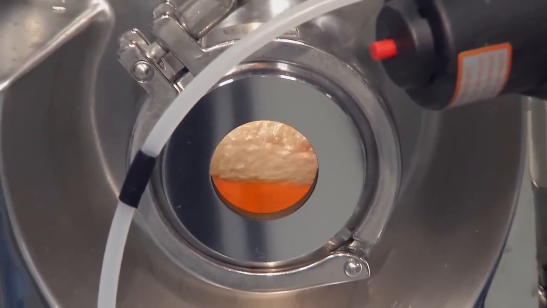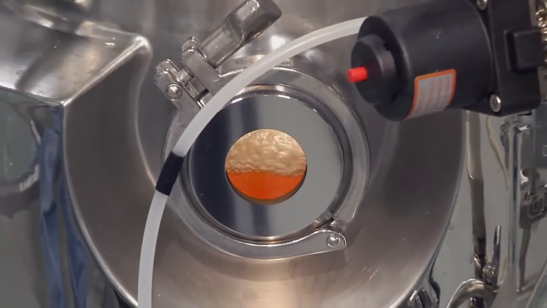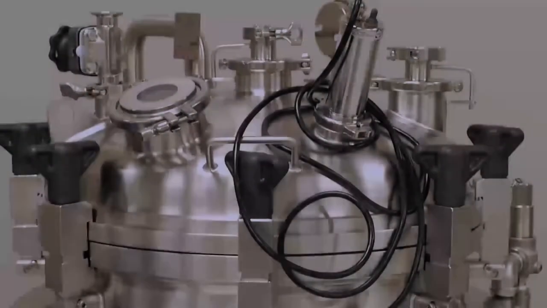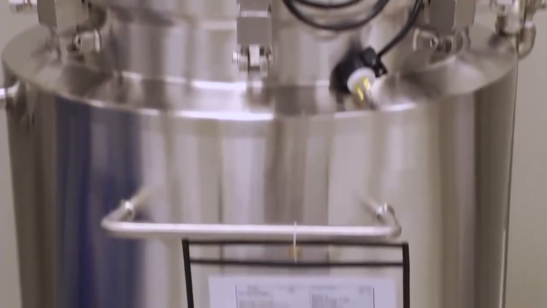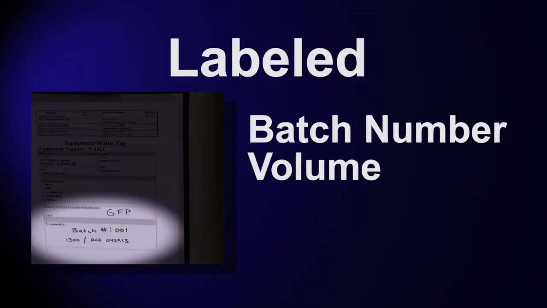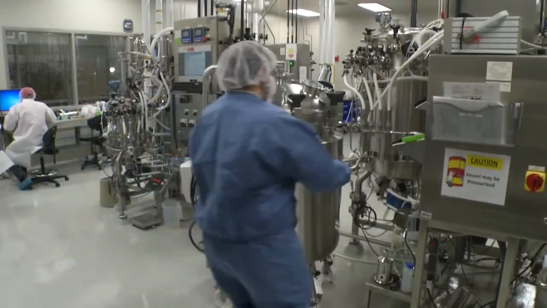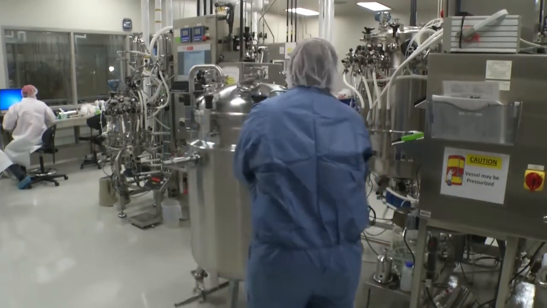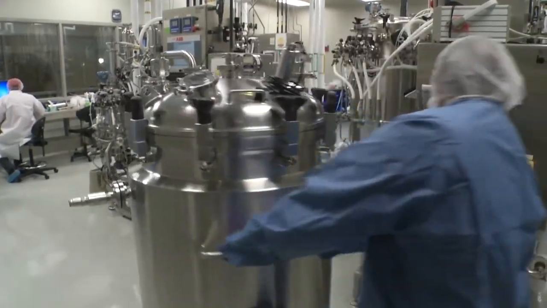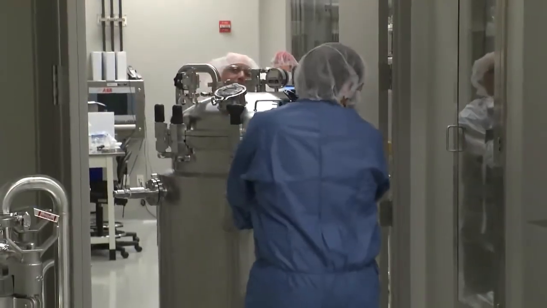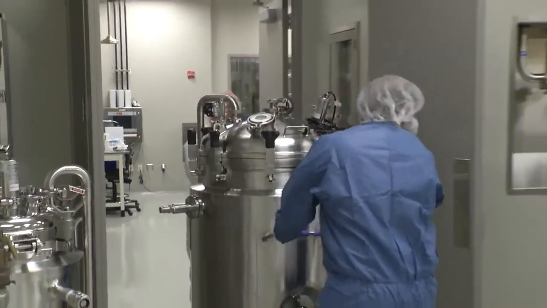The broth, which contains spent media and cells, is complete when the key nutrient, glucose, is mostly consumed and the batch has reached the desired concentration. The batch is then cooled down, pumped into a broth tank, and labeled with the batch number, volume, time, and date. The fermentation process is now complete. The harvested broth will now move downstream to the recovery process, where the cells will be ruptured to free the green fluorescent protein, and the protein will be separated from the other broth components.